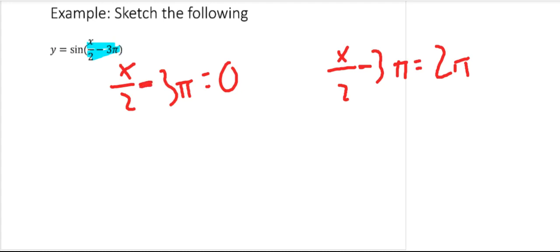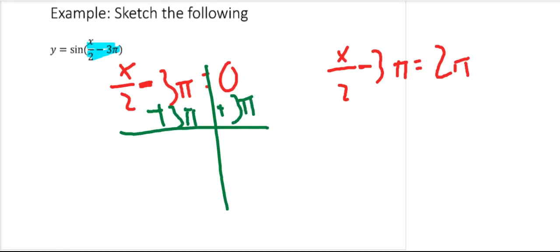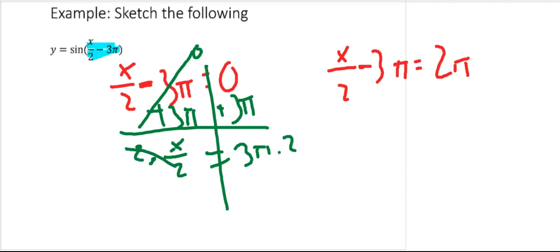So what I can do is solve, adding 3 pi on both sides. This just comes from you knowing how to solve multi-step equations. That's equal to 0 because they are inverses. X over 2 is equal to 3 pi. And then to get rid of that 2, we can multiply by 2 on both sides. That'll cancel out to 1, and so we're left with x is equal to 6 pi.